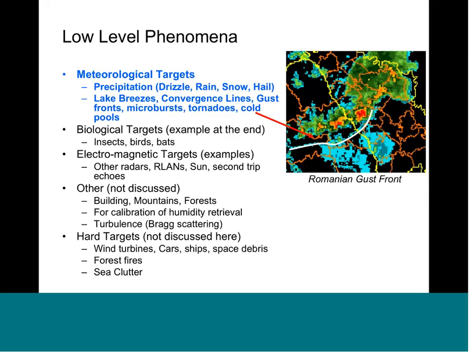Other things that you don't see up high, but you see at a low level, are things like buildings, mountains, forests, and various ground clutter. Things like cars you see at low levels, and ships. Debris you can see. When I talk about space debris, I was referring to a couple of explosions of the NASA space shuttles, and you tended to see them at low levels rather than high levels. Other things that we're not going to talk about here are forest fires and sea clutter.